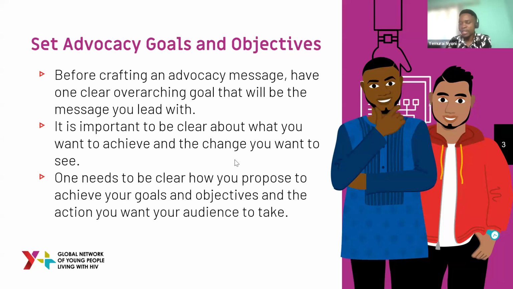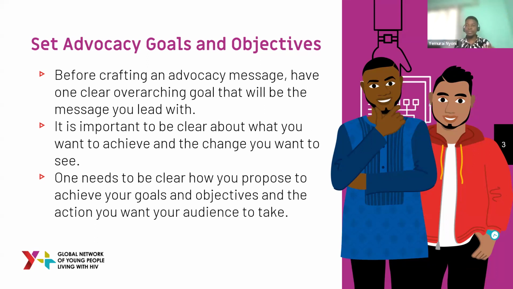So I was speaking about the importance of setting advocacy goals and objectives. You need to have a clear goal, and that should be the message that you lead with. Maybe your goal is, we want to eliminate child marriage in our country. That's the goal by 2025, with particular attention to these provinces that have the highest rates of child marriage. And we want to reduce it by 50% through a change of laws.